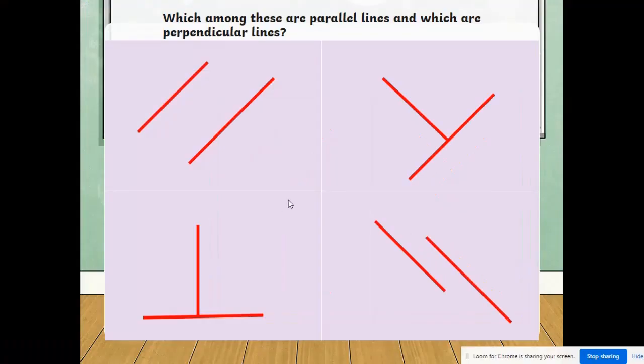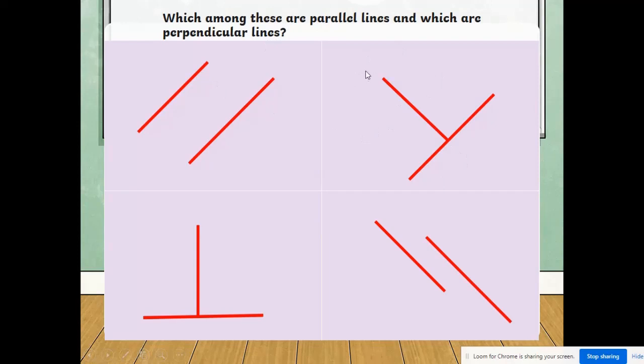Hello children, our objective for today is to describe the properties of 2D shapes. Now which among these are parallel lines and which are perpendicular lines? Let's take one at a time. This one, is it perpendicular or parallel? They are parallel lines because they are always the same distance apart. So even if I extend them, they are not going to meet at any point.